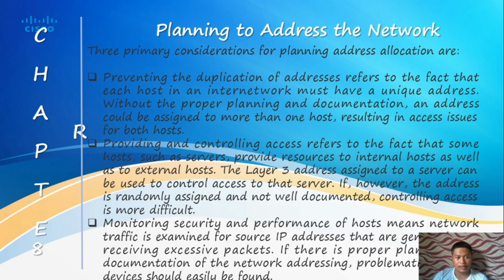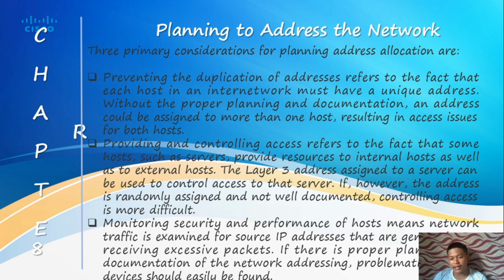So next, planning to address the network. The three primary considerations for planning address allocation are: the first is preventing the duplication of addresses, which refers to the fact that each host in an internetwork must have a unique address. Without proper planning and documentation, an address could be assigned to more than one host, resulting in access issues for both hosts. Providing and controlling access refers to the fact that some hosts, such as servers, provide resources to internal hosts as well as external hosts.